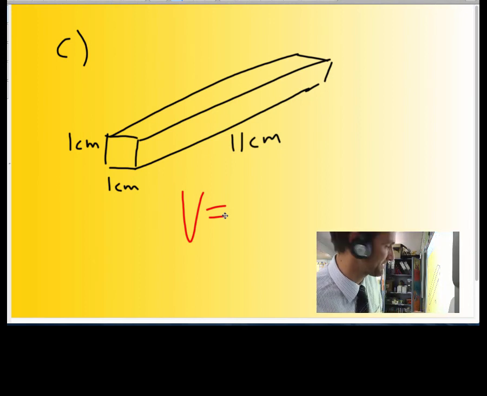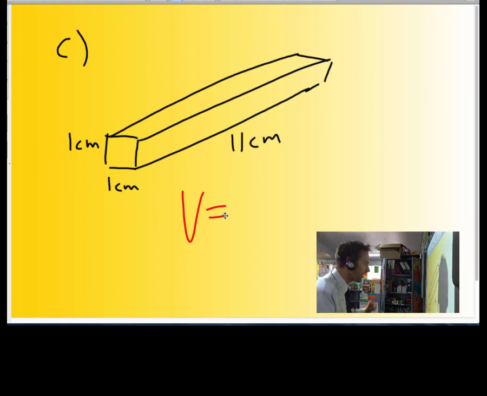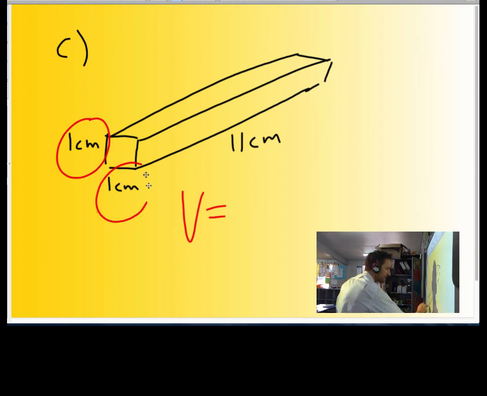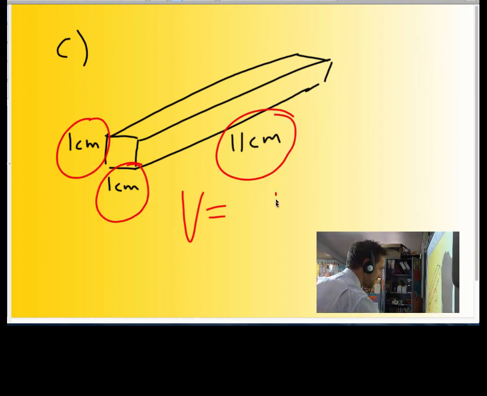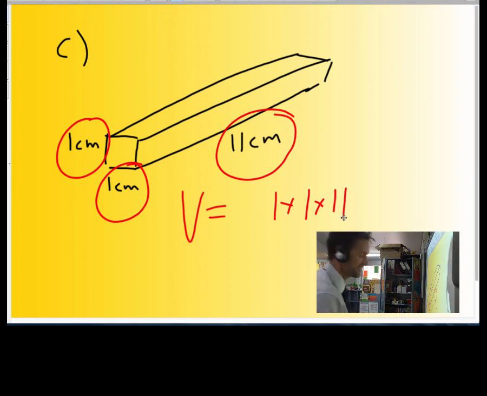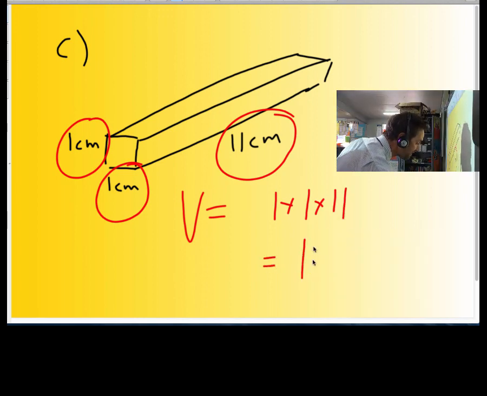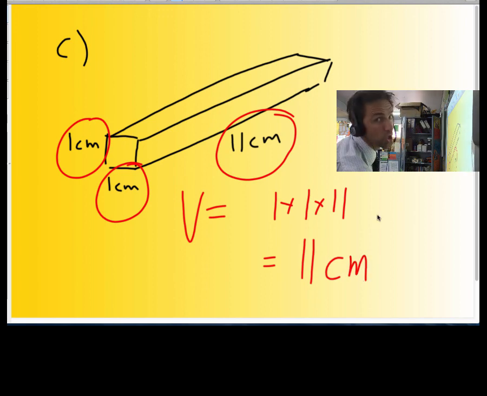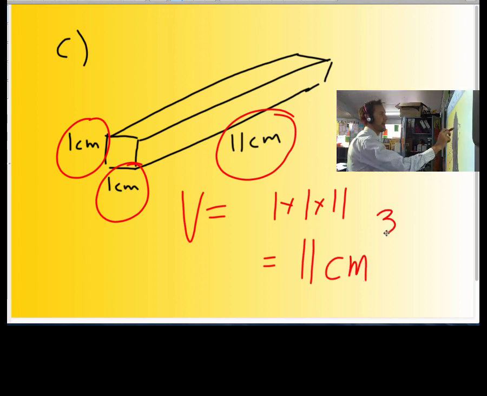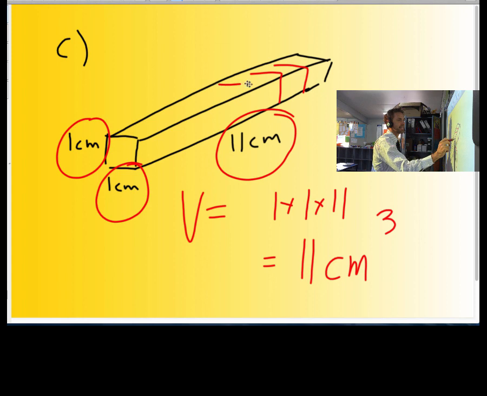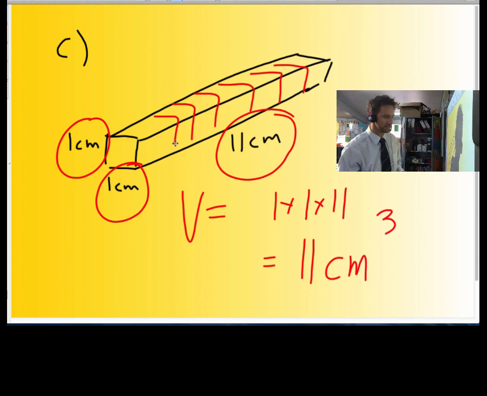Please do pause me, because I'm about to show you what you should have done. Right, you should have gone 1 times 1 times 11, and then it's all centimeters, isn't it? Which really, of course, equals 11 centimeters cubed. And it's literally saying there are 11 cubic centimeters in this object. There are 11 cubes in this object.